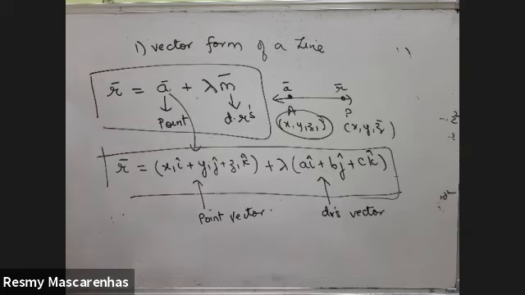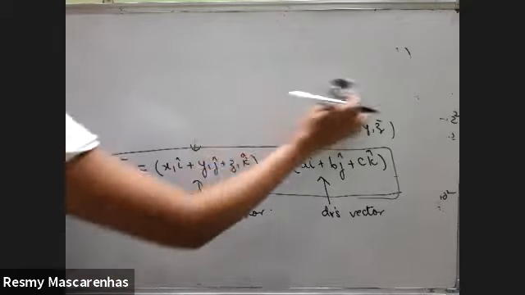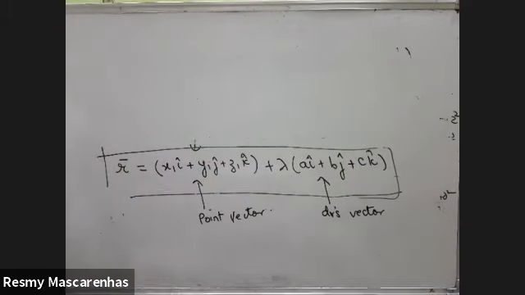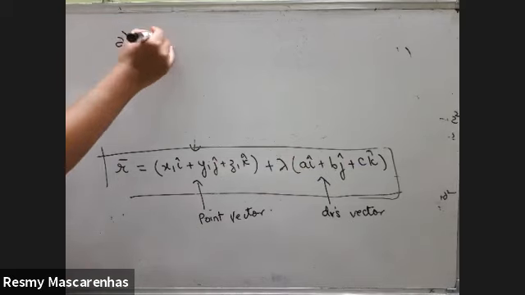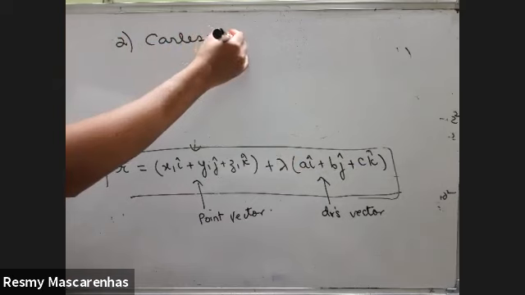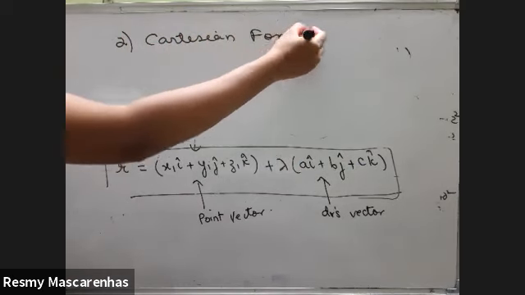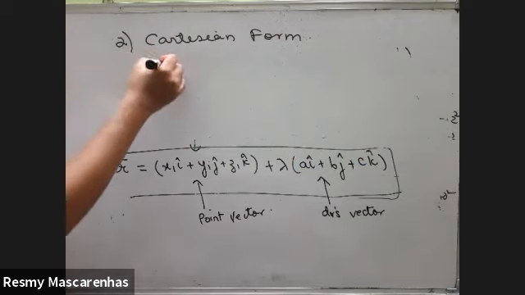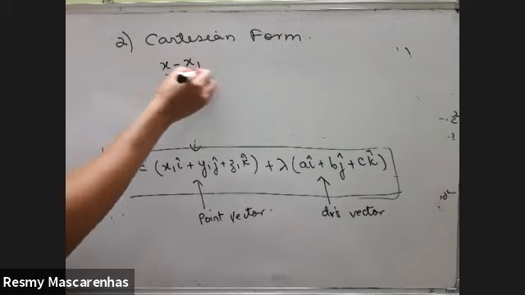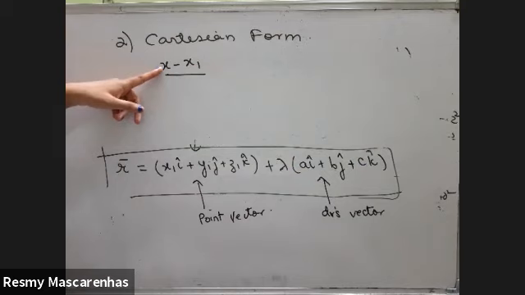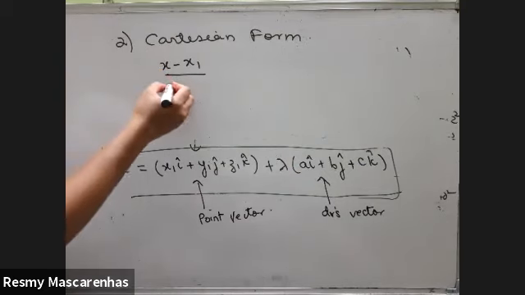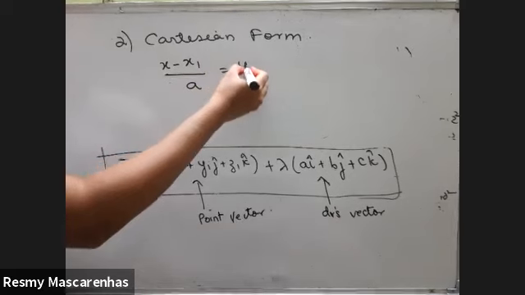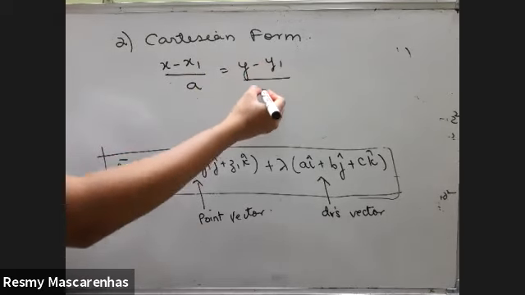Now the second form is called the Cartesian form. The Cartesian form of a line is written this way: x minus x1 upon a, y minus y1 upon b. This is never to be substituted. This will remain like this only.